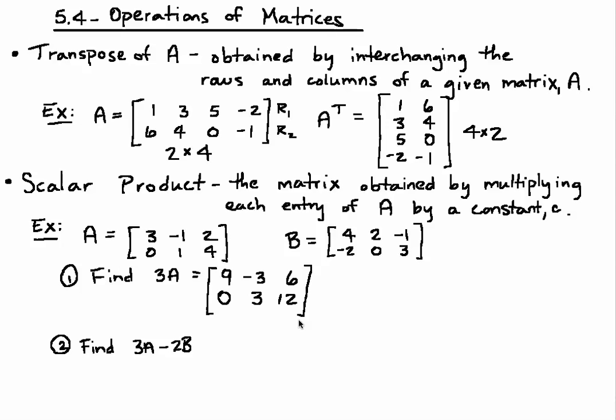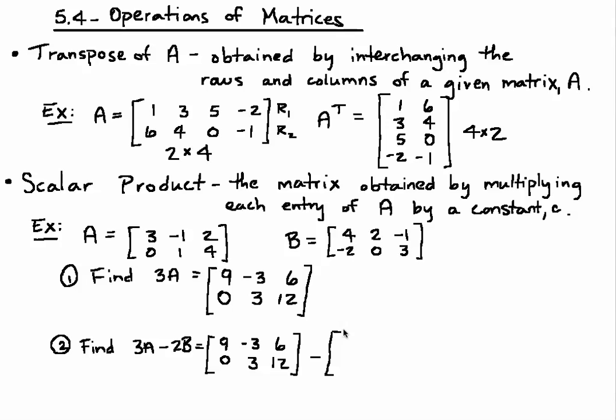And then we can use this concept to solve more difficult problems, such as finding 3A minus 2B. We're putting together the scalar product and subtraction. So first of all, we need to find 3A and 2B, which we've already found 3A. Copy that down here. And then we need to find 2B. For 2B, we're going to multiply every entry in B by 2.